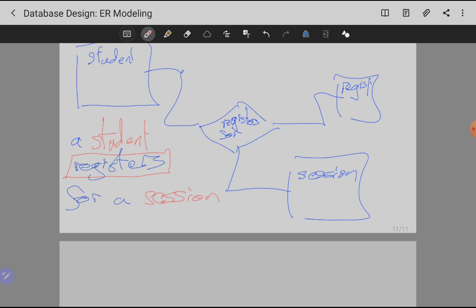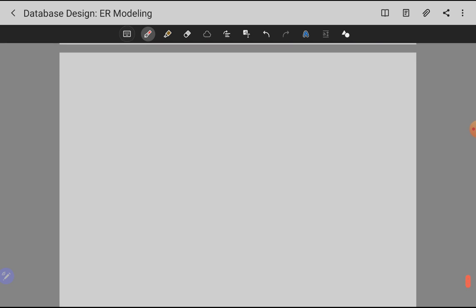The reason to think of it as a three-way interaction rather than two binary interactions is we have all of our student data, we have all of our session data, and the registration information is related to this. It is rarely the case that you would keep this separate. You would keep this separate in the context of, for example, a full-time student. So a full-time student, the student is registered.